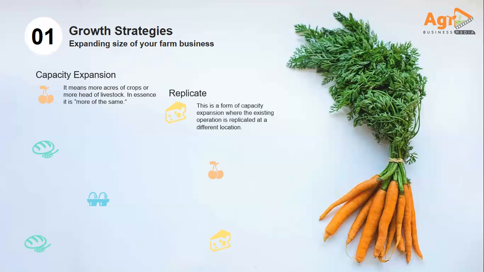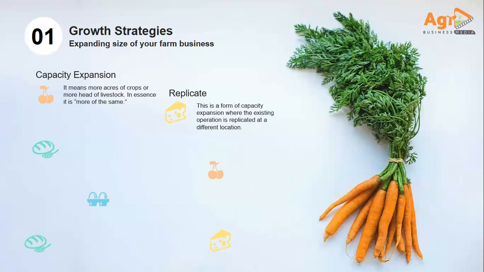The second way to grow your business is replication. So this is where you replicate your farm business operation, but in a different location. So if you're doing 100 chickens in Murewa or in Mutoko, you can then say, I want to do another 100, but in Chinoi or in Bindura.